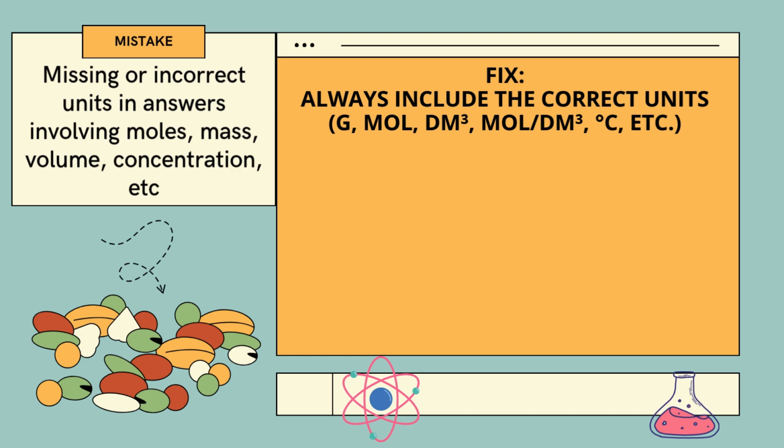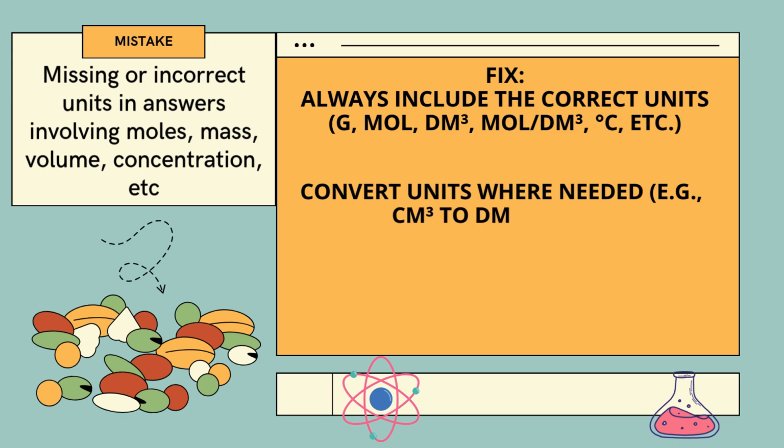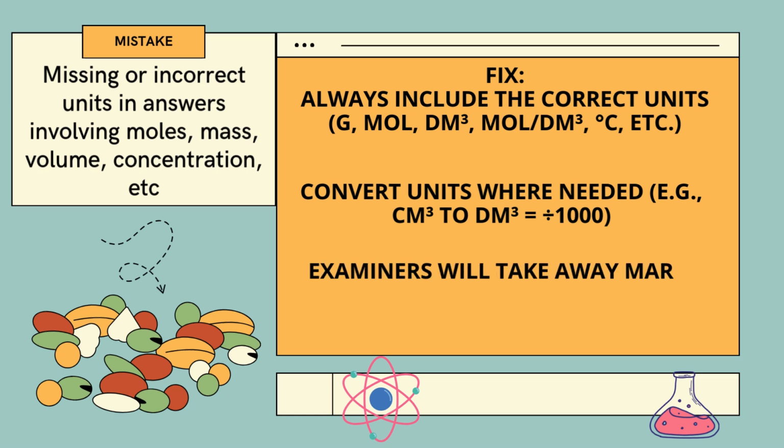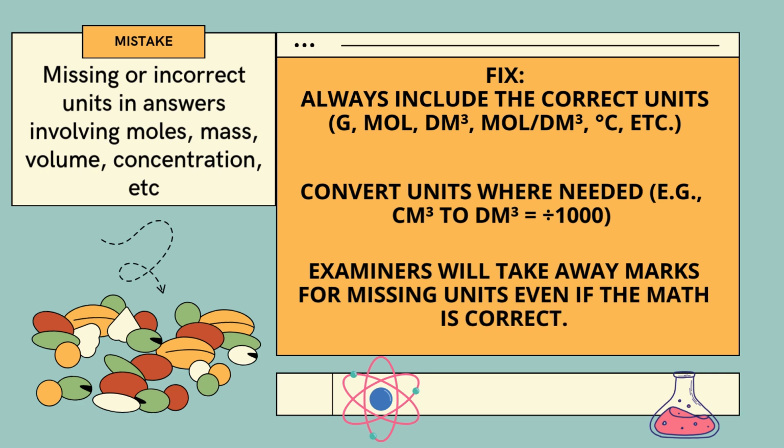Always include the units. Convert the units where needed. This is the second thing: convert the units. For example, cm³ to dm³, if it is needed, divide by 1000. Examiners will take away marks for missing units even if the math is correct. So you have to write the units, don't forget.